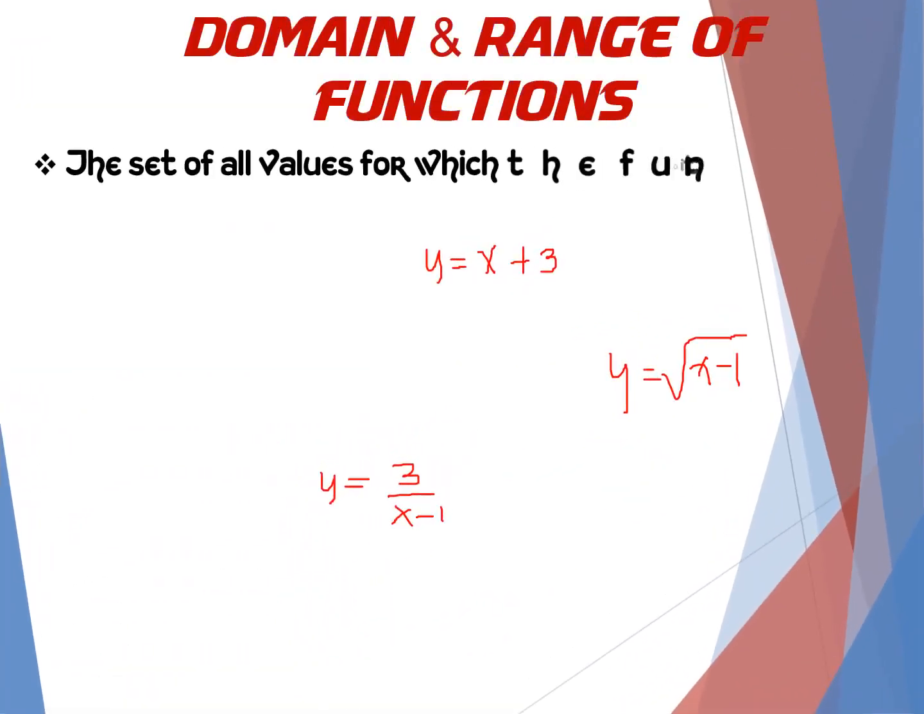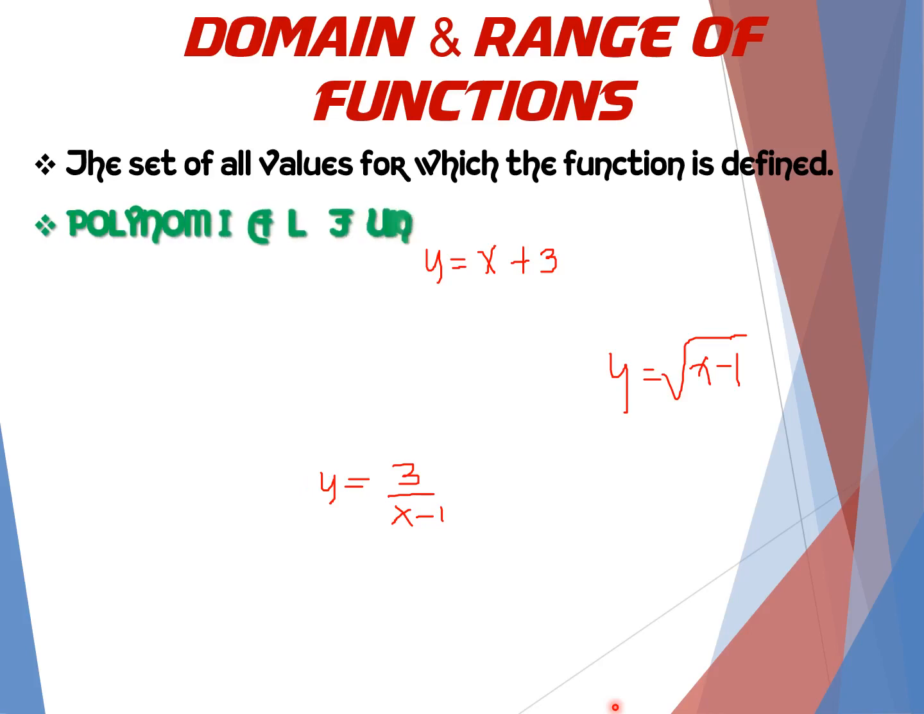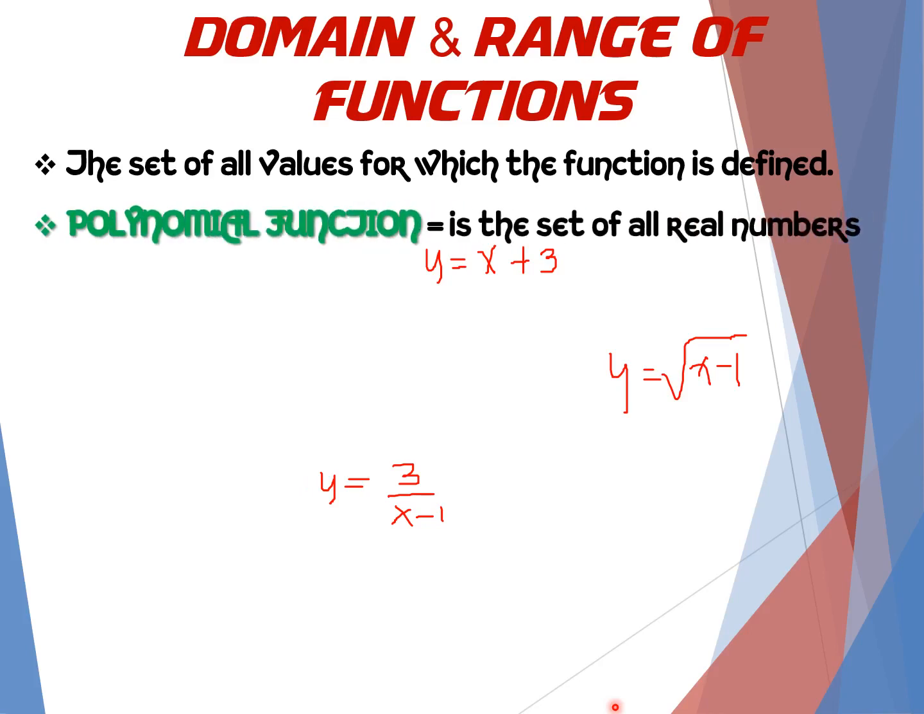Generally, the domain and range of a function is the set of all values for which the function is defined. Specifically, if we have a polynomial function, the domain and range is simply the set of all real numbers. For example, we have y is equal to x plus 3. This is a linear function. You can have any values for x and y. So that's why it is the set of all real numbers. There is no restriction for a polynomial function, even if you have a quadratic function or a cubic function.